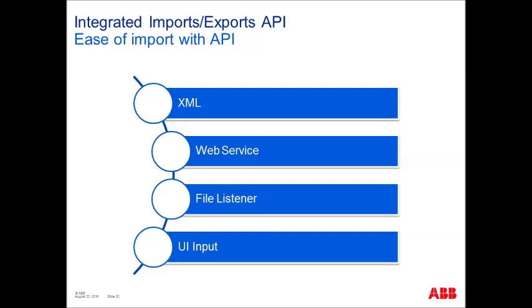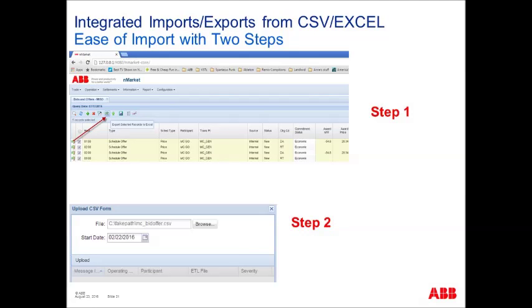So in addition to the UI, we also have other imports available. You have the XML, the web service, and the file listener. These three give you a way to bring in data and easily integrate data with accounting, trading and risk management, and other analytical software. The UI, again, gives you the capability to enter in one-off data or you can use it for your daily front office needs. But one of the newest features is the capability to import from Excel, and it is an easy two-step fashion. You can import your best offers for a week at a time.